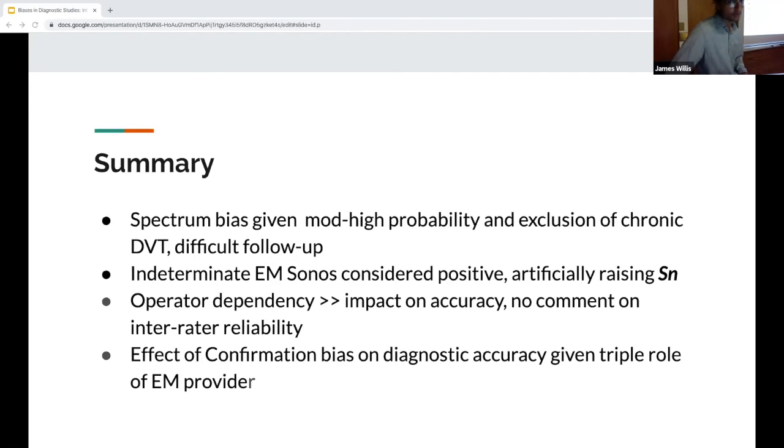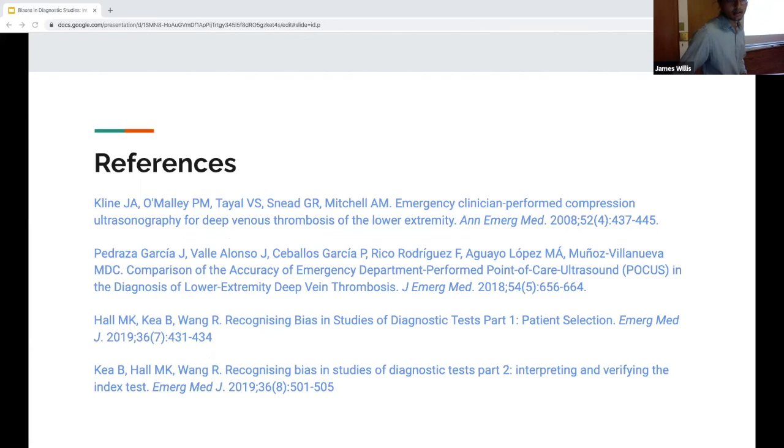But I think overall, it's a pretty rigorous trial with pretty good methodology. Definitely reproducible in the fact that they have their protocol lined up. And overall, it's pretty realistic because you have a wide range of sonographers and skill sets. So, references.